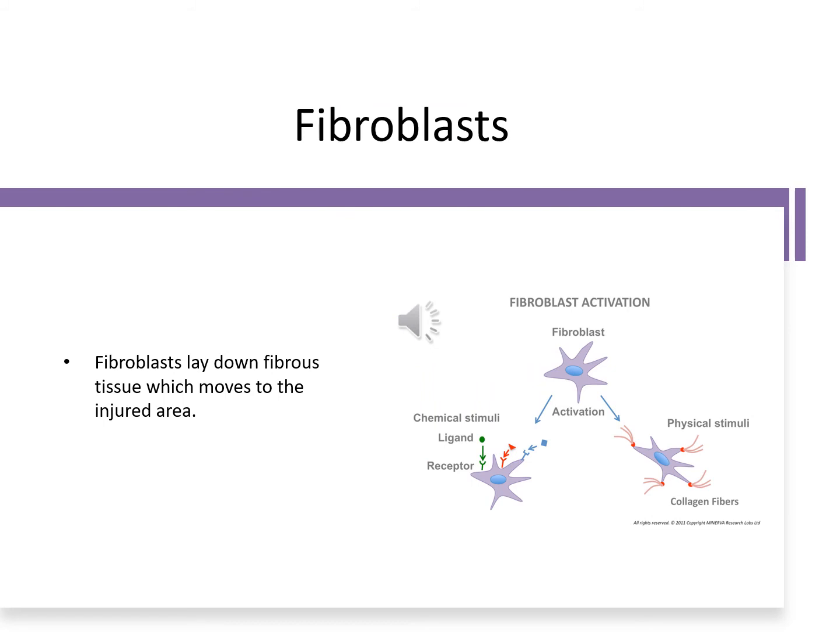First things first, we've got these fibroblasts. They become activated and their job is to lay down fibrous tissue. So that then moves to the area that's been injured. So you can see this little picture over here that the fibroblasts are activated. So we've got some physical stimuli that start to produce the collagen fibers, and then you've got your chemical stimuli. So that's when it's sent to a receptor to start the repair phase.